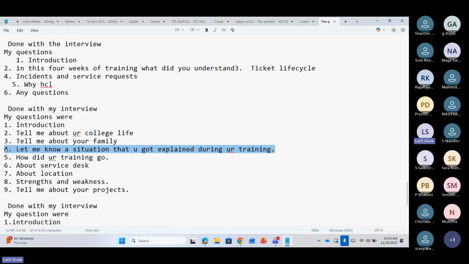Let me know a situation that you got explained during your training. Okay, you have to be creative in it. So you got stuck on something, like you don't understand a particular thing, or maybe it is not cleared. So how will you handle the situation, how will you ask your trainer, and how will he explain once again, practically, or theoretically, or with some examples.